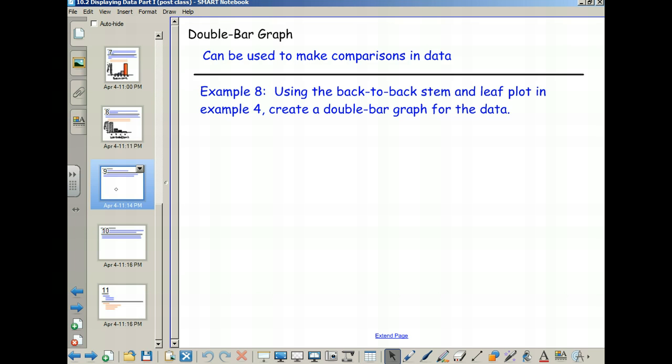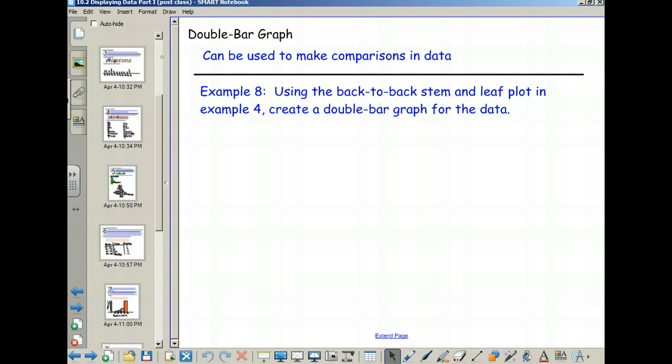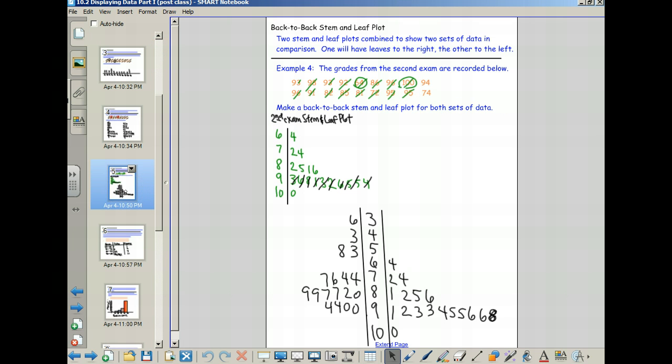So example 8 says, using the back-to-back stem and leaf plot, the one I just showed on the screen, from example 4, create a double bar graph for the data. So the stem and leaf plot that we're going to be using was over here. And we're going to be grouping the data into categories. Since this is grades, the categories are very nicely the different letter grade categories, and that's what we're going to be grouping them into.